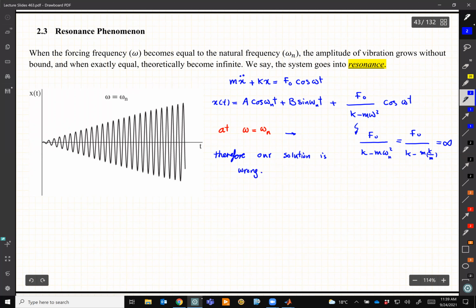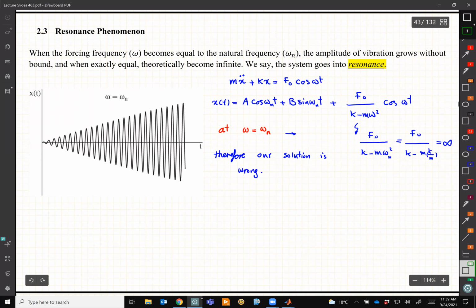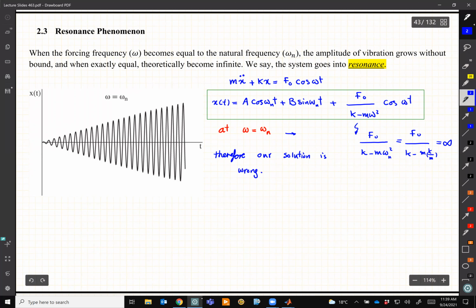Remember, we had to start with a guess, right? We had to guess something and we got to this. However, we were not lucky, and for one case, the answer is wrong. It's not mathematically correct. So we need to try something else. So let's then try again.